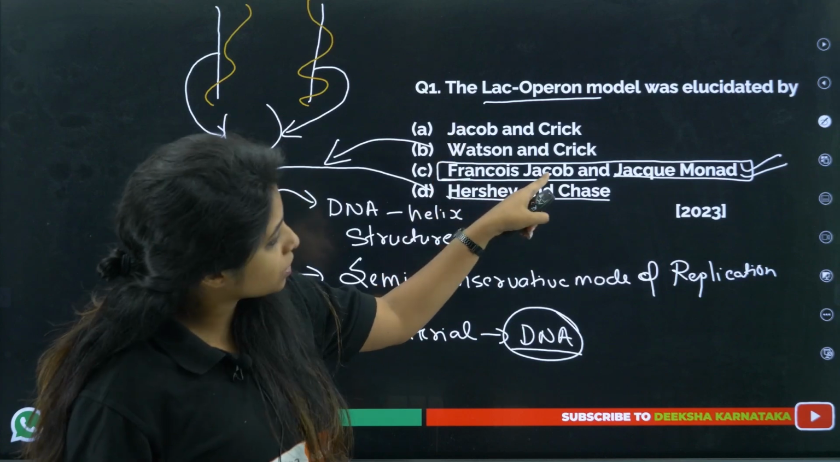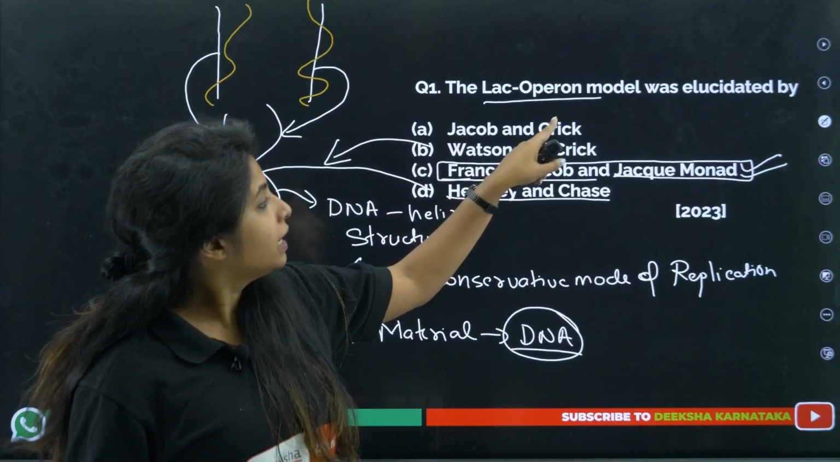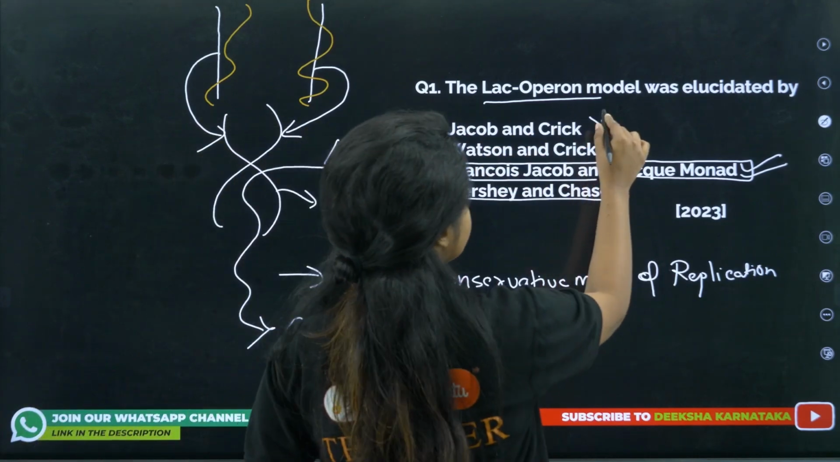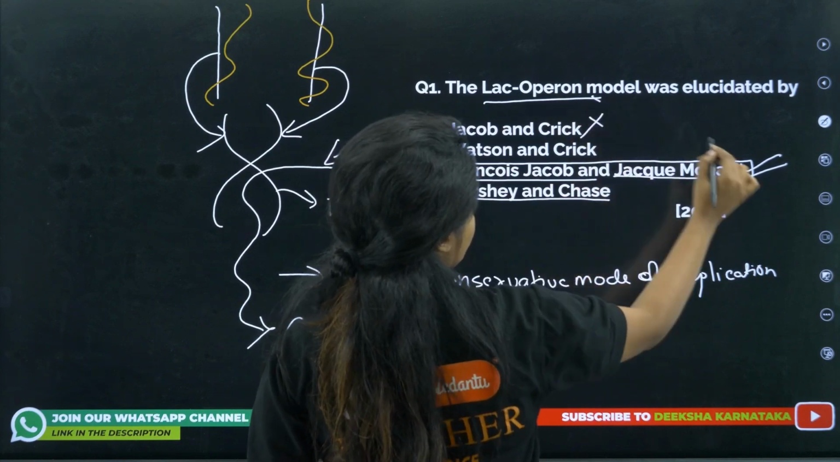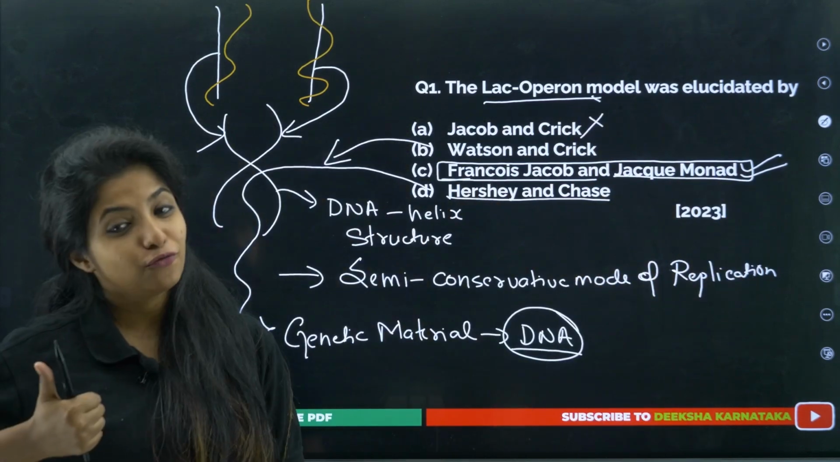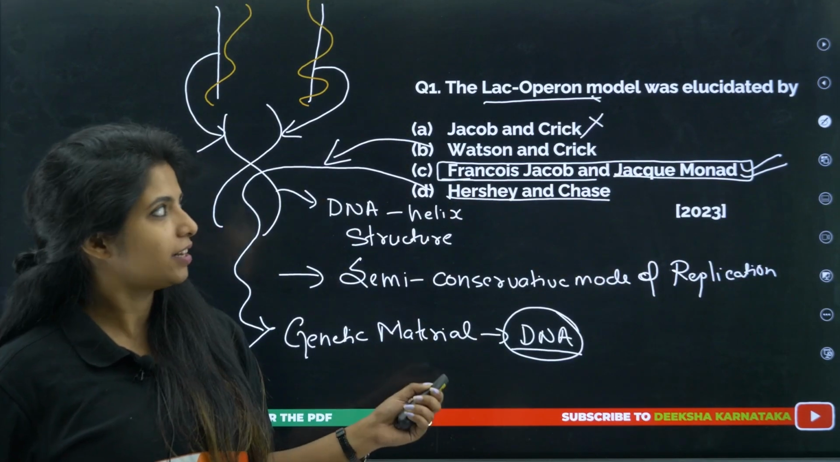Now Jacob is from this, so that's why we eliminated it. We are not explaining that. Crick is from this, so this option goes wrong. This is the answer that we have for the Lac-Operon. Will you remember it? I was asking, will you forget it?